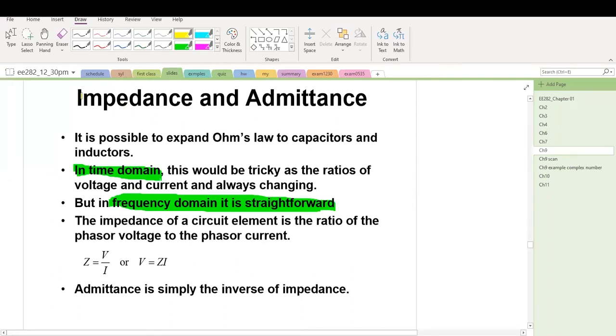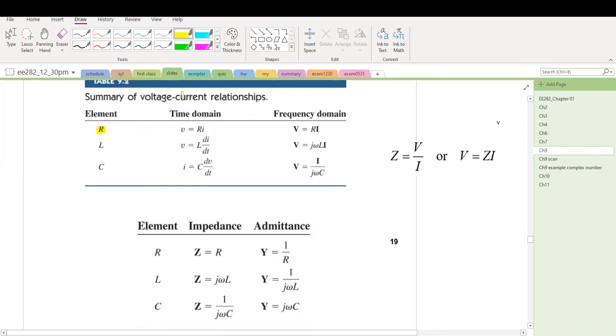In this video, we discuss impedance and admittance. Let's review the voltage and current relationship for resistor, inductor, and capacitors. In time domain, we know for resistor, the voltage is proportional to the current. And for inductors and capacitor, there will be derivative involved. That is the time domain.